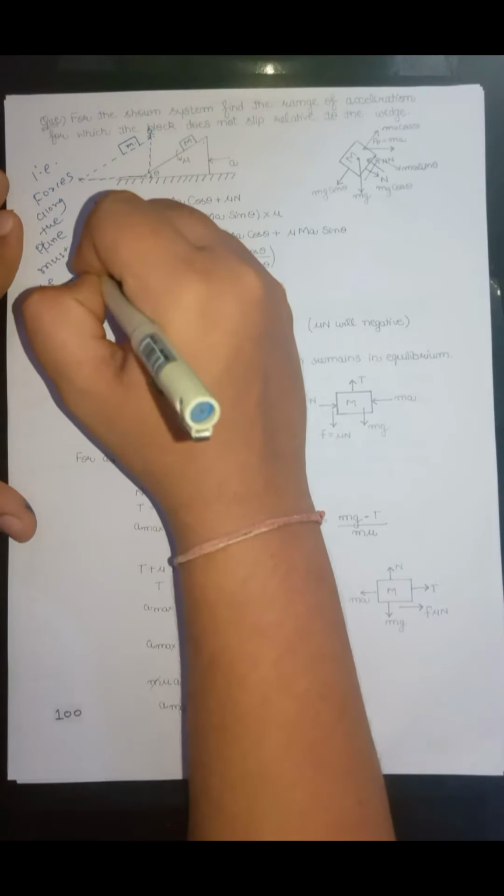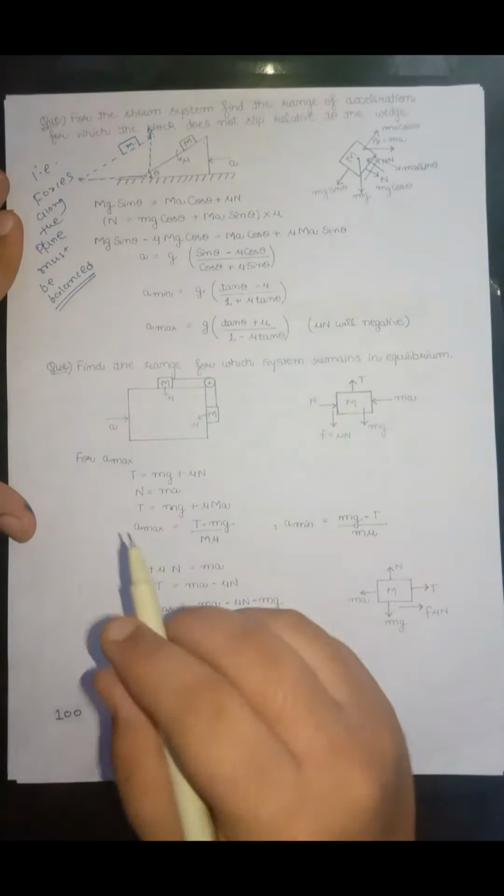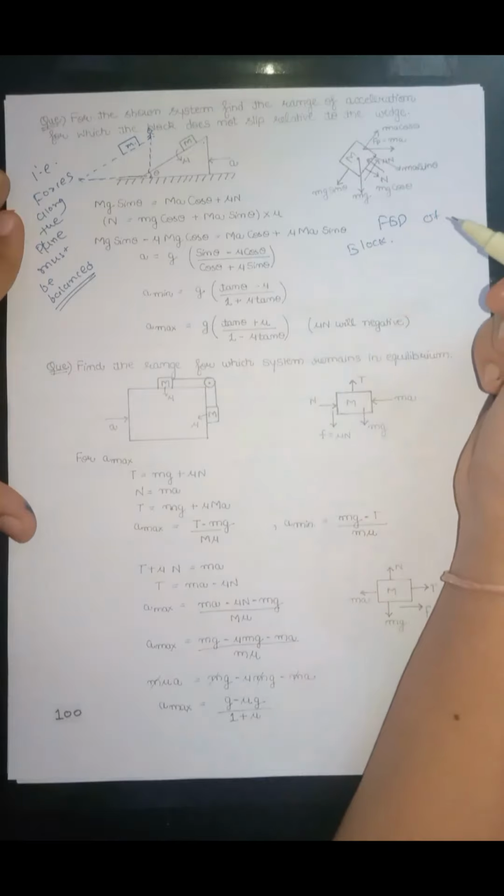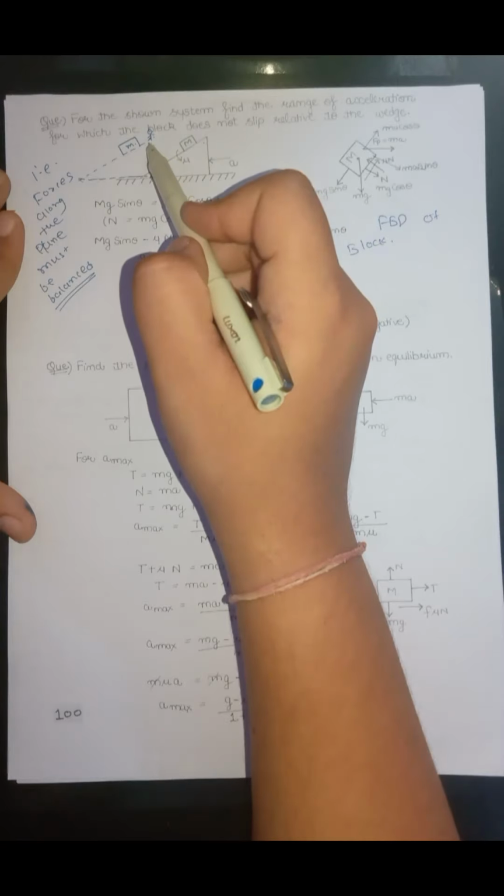That means the forces along the plane must be balanced. So this is the key concept to solve this problem. So first we have to draw the free body diagram of the block, but not with respect to ground. Here we are seeing it from the top of the wedge. So the FBD should be with respect to the wedge.